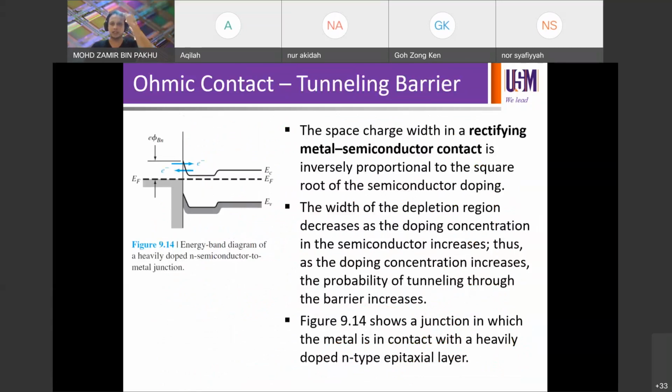The space charge in a rectifying metal-semiconductor contact is inversely proportional. In a rectifying junction, that is a Schottky, right? The width of the depletion region is inversely proportional to the square root of the semiconductor doping, Na or Nd, it doesn't matter. So the width of the depletion region decreases as the doping concentration increases, because they are reciprocal in nature. Higher semiconductor doping will lead to a smaller depletion region.